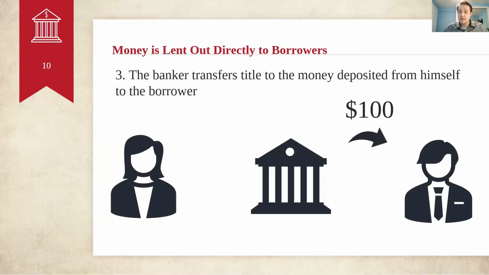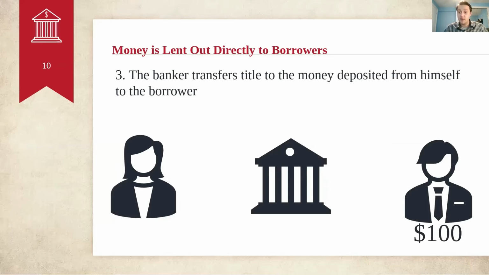When the banker lends out the money to the borrower, title to that $100 is transferred from the banker to the borrower. Now, the borrower has the right to use the money how he pleases since he has title to the money, not the banker. In this case, there are not two titles to the money, but one. Title to the original $100 that was deposited is now held exclusively by the borrower.